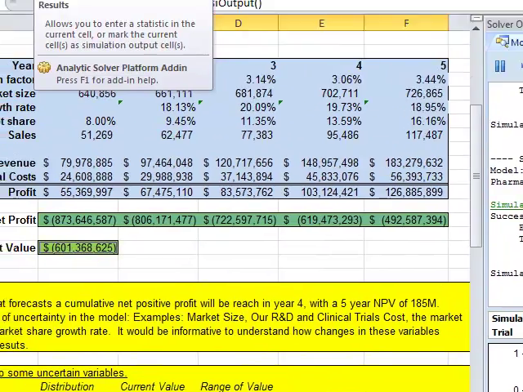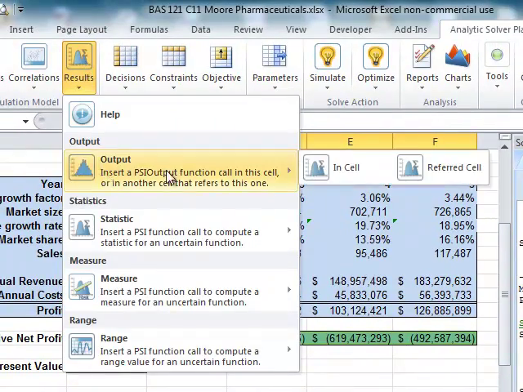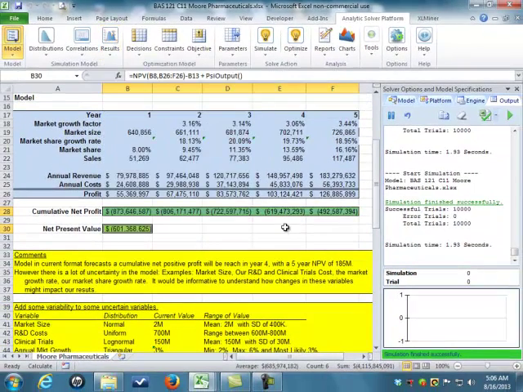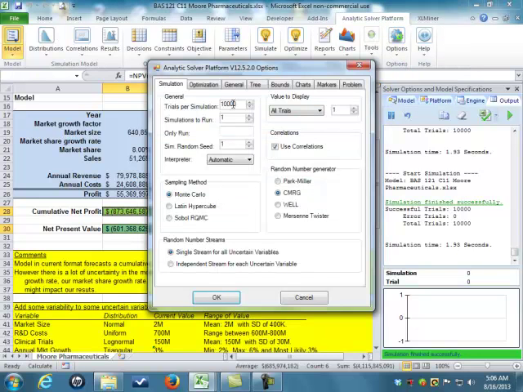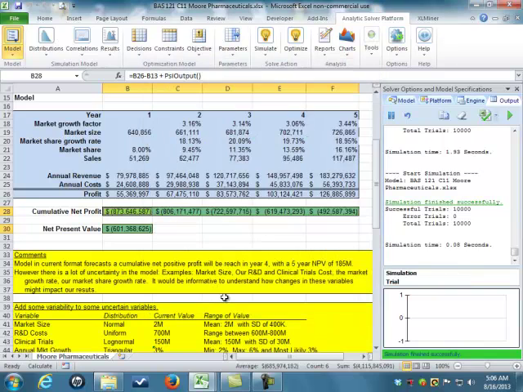So we're going to say results, output, in cells, those 7 in cells we want to be. So now we've defined our uncertain variables, we've defined our output, now we just have to define what options we want. So we can come up here and say, let's look at all options. Well, we're going to run 10,000 trials, 1 simulation. We want a Monte Carlo simulation, so we're good to go. So now we're ready to run a simulation. So let's run 1 simulation and see what we get.